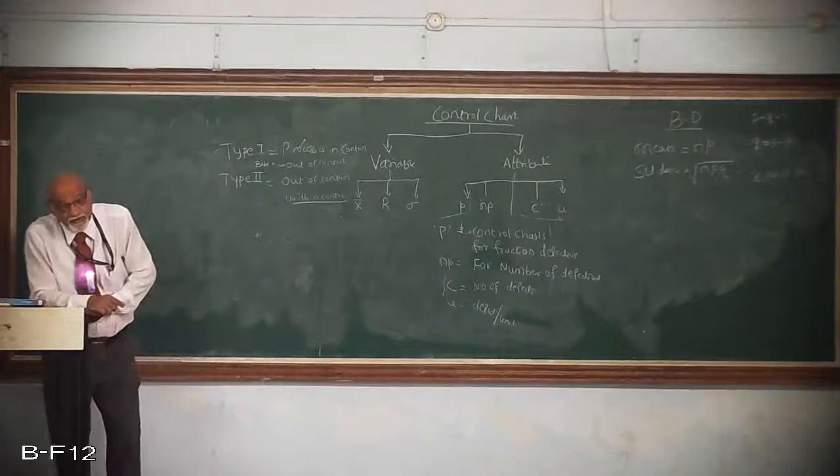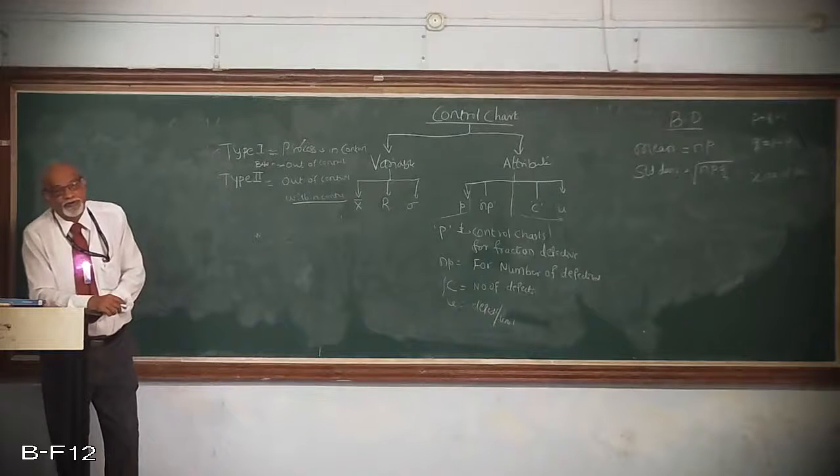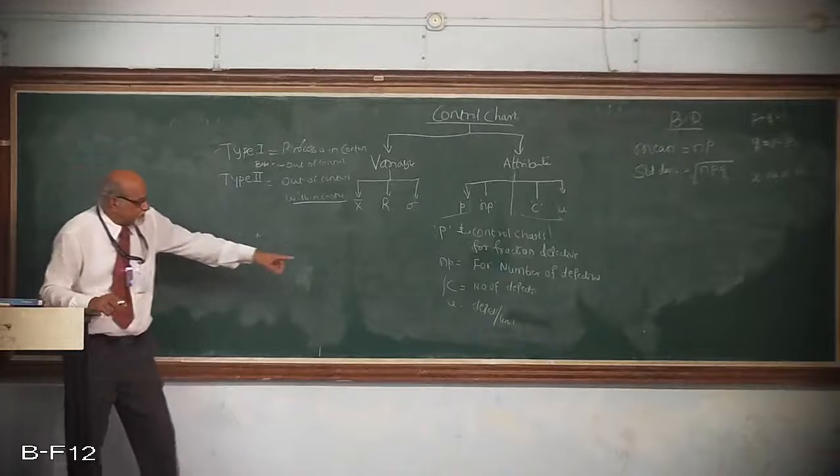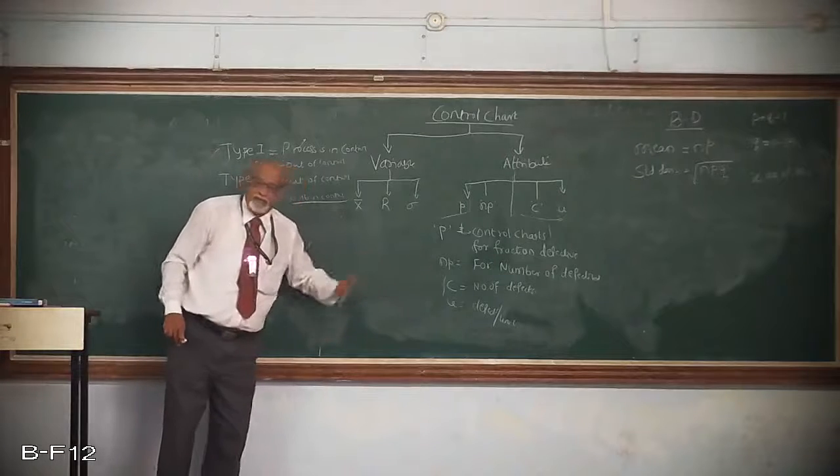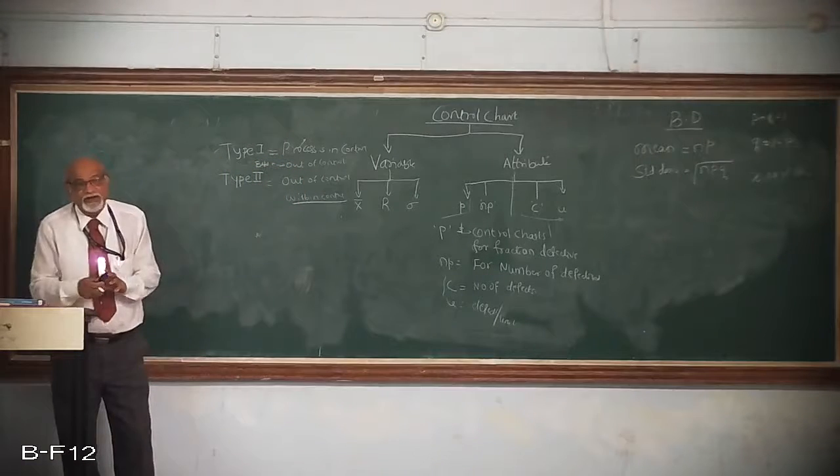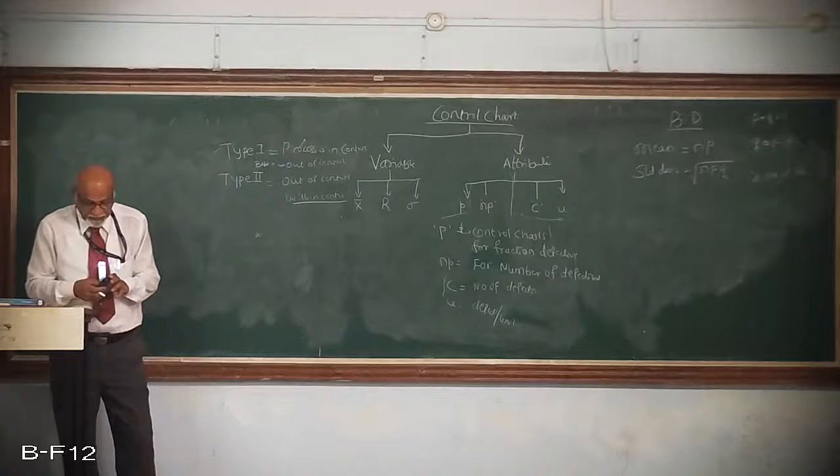NP chart, NP bar is the mean value. And in case of C chart, C bar is the mean value. And in case of U chart, U bar is the mean value.